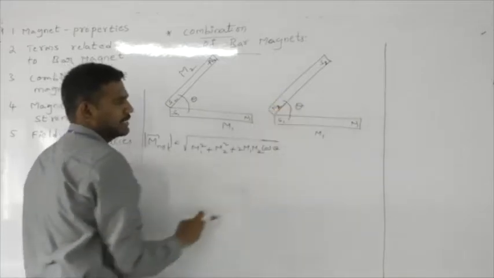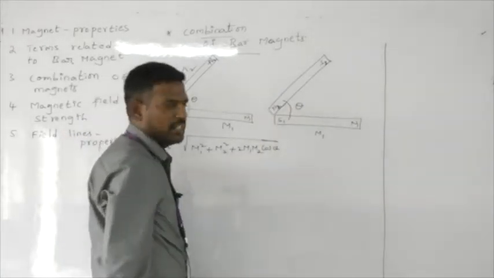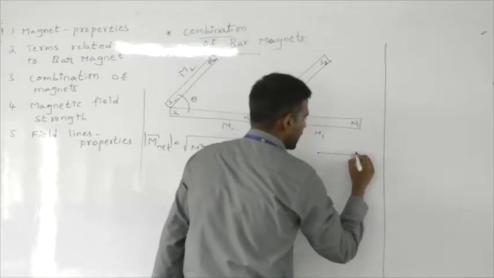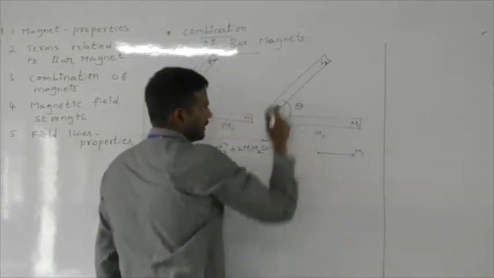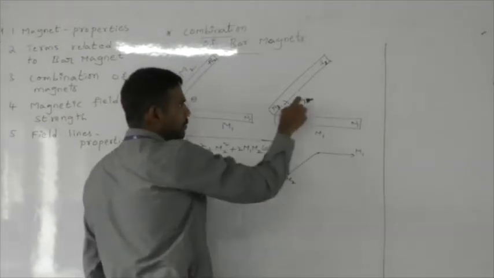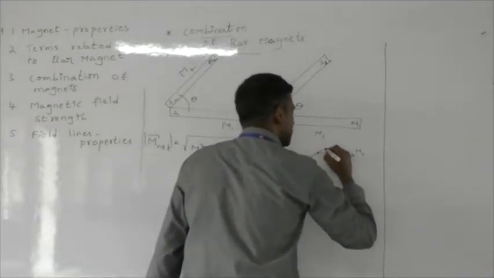And what about here? They don't have the same origin. This can be imagined like this. This is the magnetic moment M1 and this is the magnetic moment M2. And here I mentioned theta, that is nothing but this one.